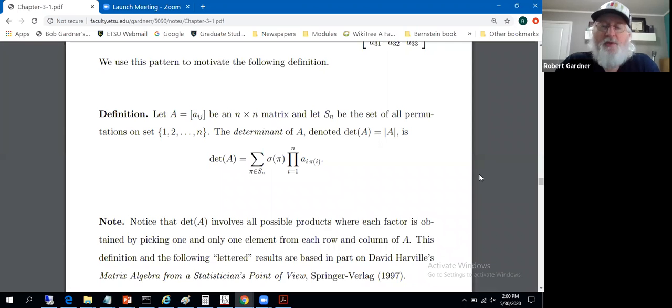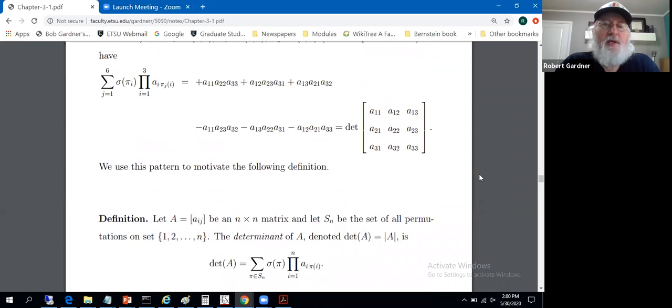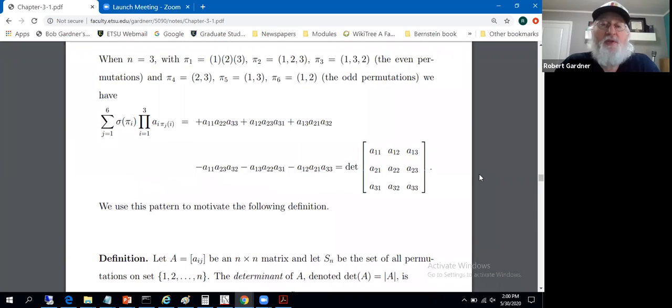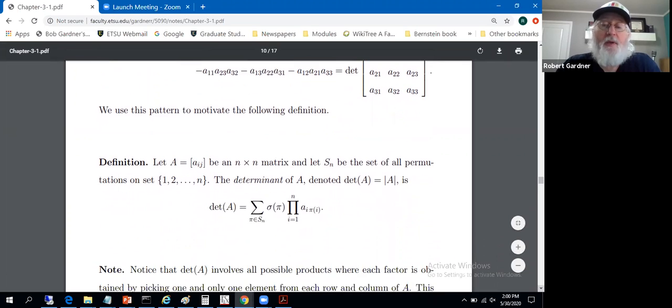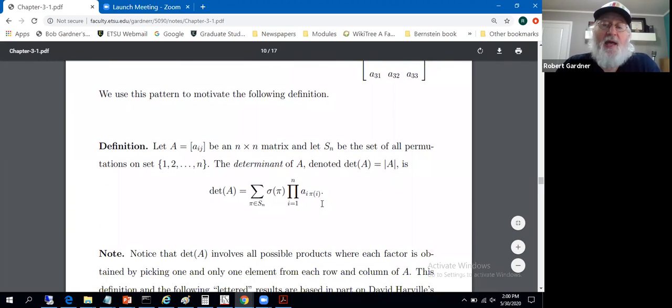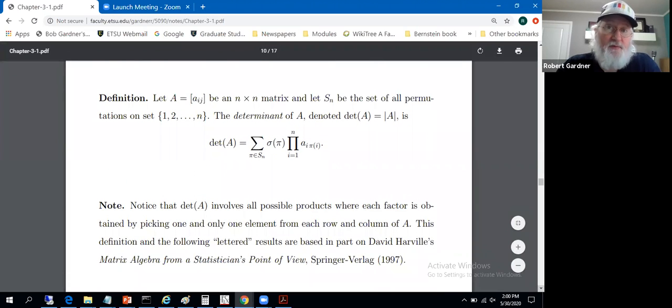Of course, the best illustration of that is with n equals 3, because it's got a bunch of permutations, 6 of them. 6 permutations, 3 factorial permutations, 6 terms. Half of them are positive, half of them are negative. There you go. So this is the pattern we had above. This is what we're taking as our definition of determinant.